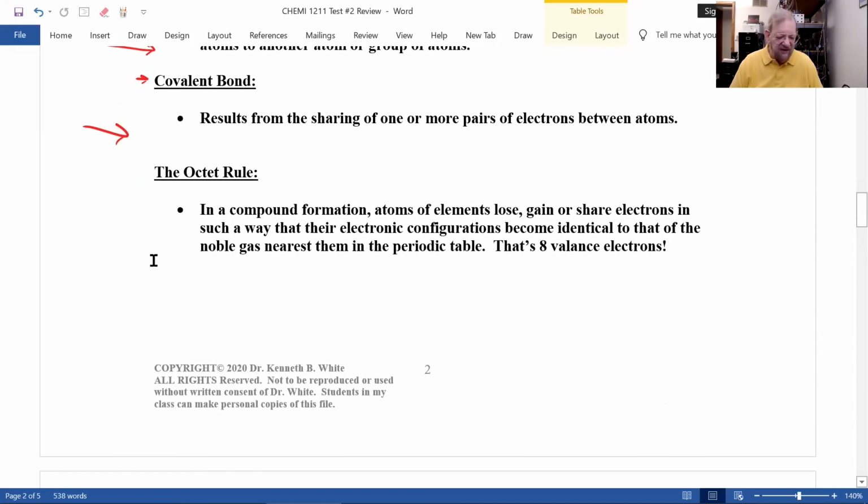And I won't ever ask on a test, but you should understand the octet rule. In compound formation, in other words, making chemical bonds, atoms of elements lose, gain, or share electrons in such a way that their electron configuration is identical to that of the nearest noble gas in the periodic table, which is 8 valence electrons.